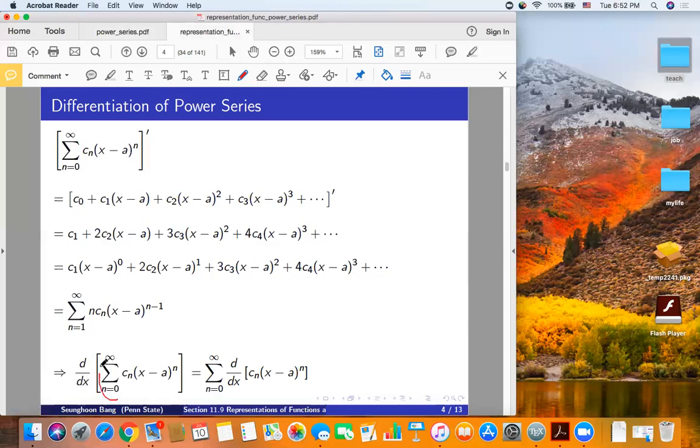You can take out summation. Next, only (x minus a) to the n prime, exactly n times (x minus a) to the n minus 1. One important thing: n equal to 0, change it to n equal to 1. Why? Here, what is c0 prime? c0 prime is 0. This is the reason. The 0th term is gone. Always change it, n equal to 1 to infinity.